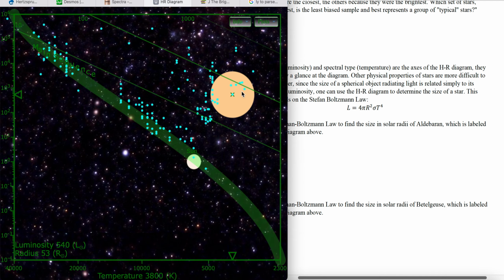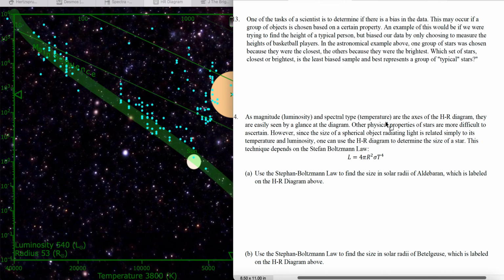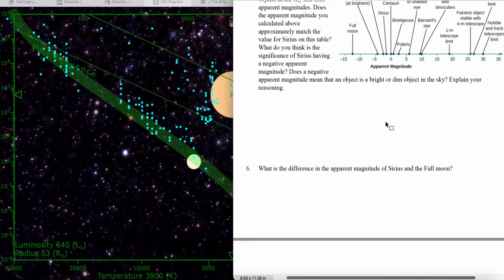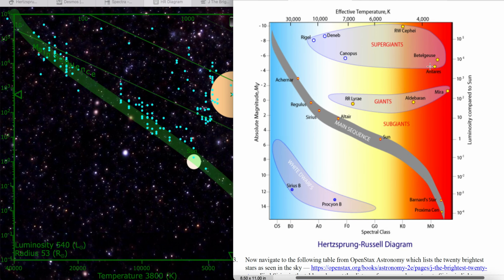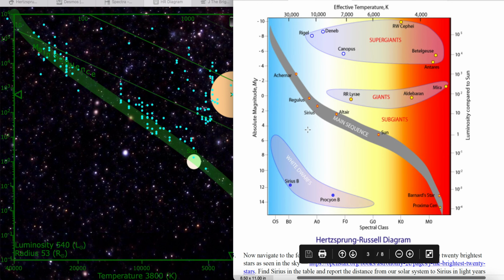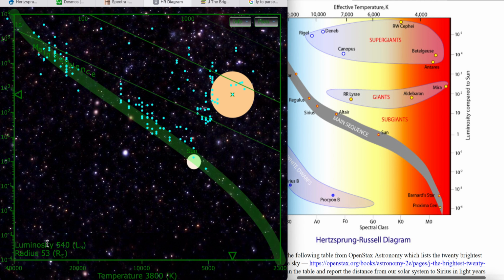This one doesn't have any labels, so we're not sure that's Aldebaran. Whereas you can scroll up to this one, find the exact values of temperature and luminosity, and then exactly calculate radius. Now it might happen that it is this one, and the value that you calculate is 53. In which case, hey, then I found the right one.